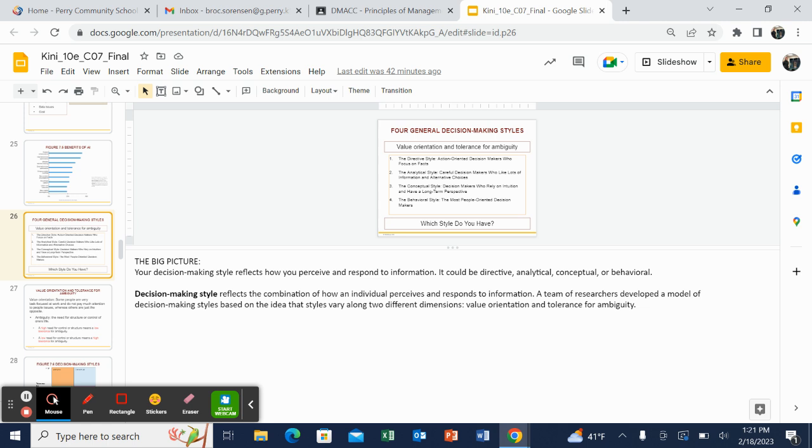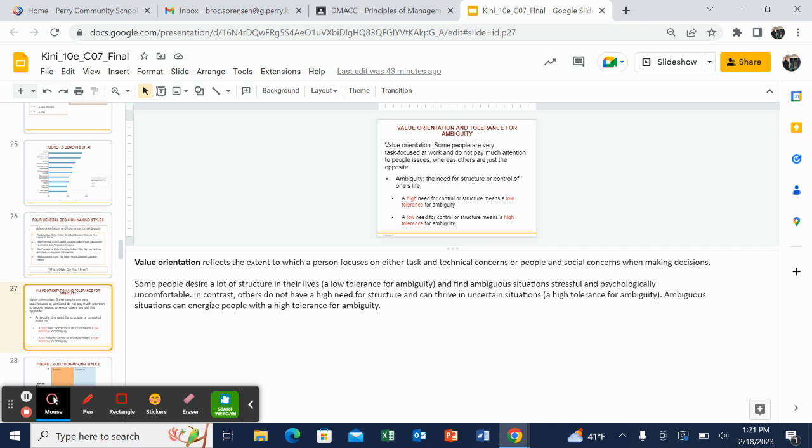So our 4 styles. We have the directive style, action-oriented decision makers who focus on facts. We have the analytical style, careful decision makers who like lots of information and alternative choices. Then we have the conceptual style, decision makers who rely on intuition and have a long-term perspective. And then we have the behavioral style, the most people-oriented decision makers of the bunch.